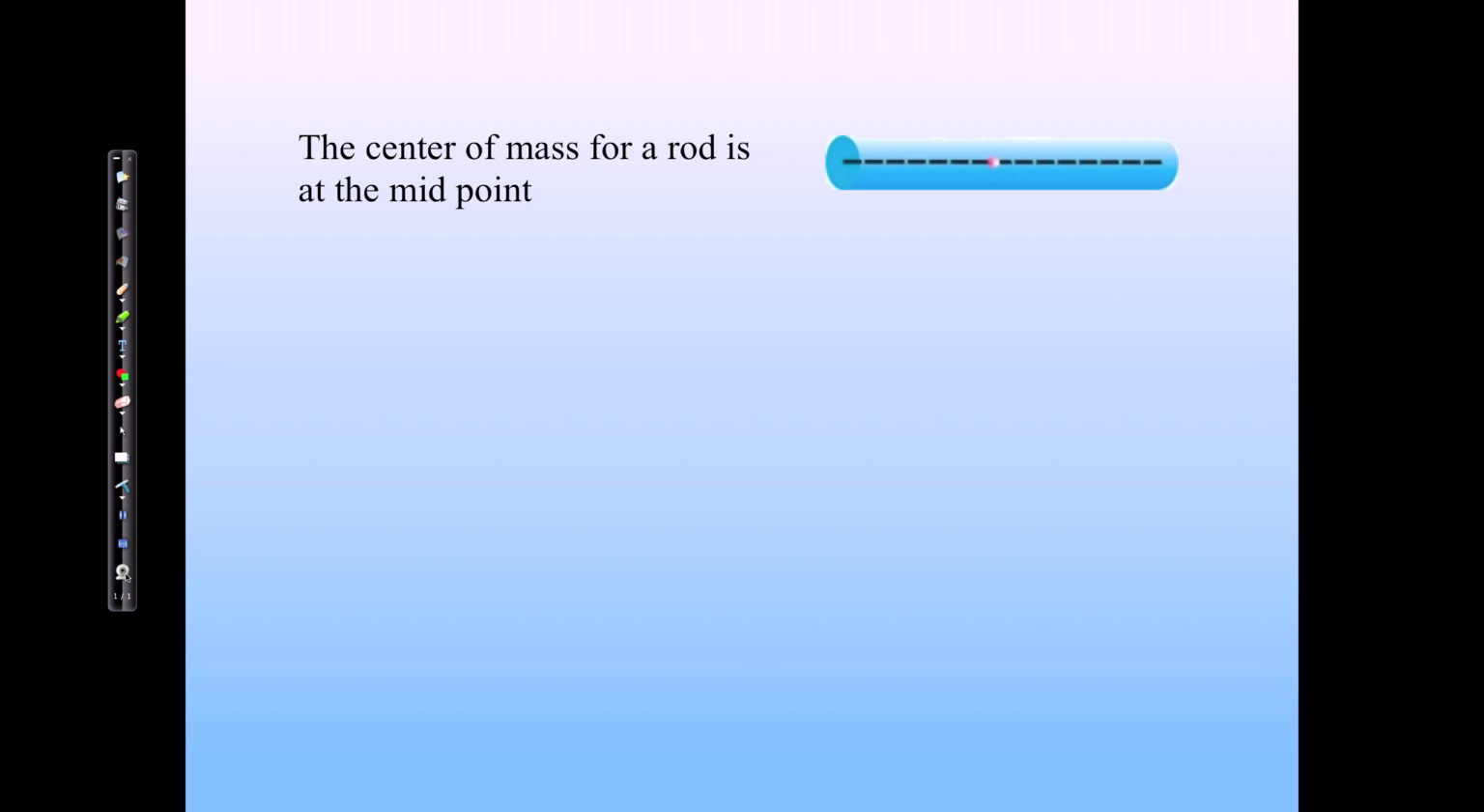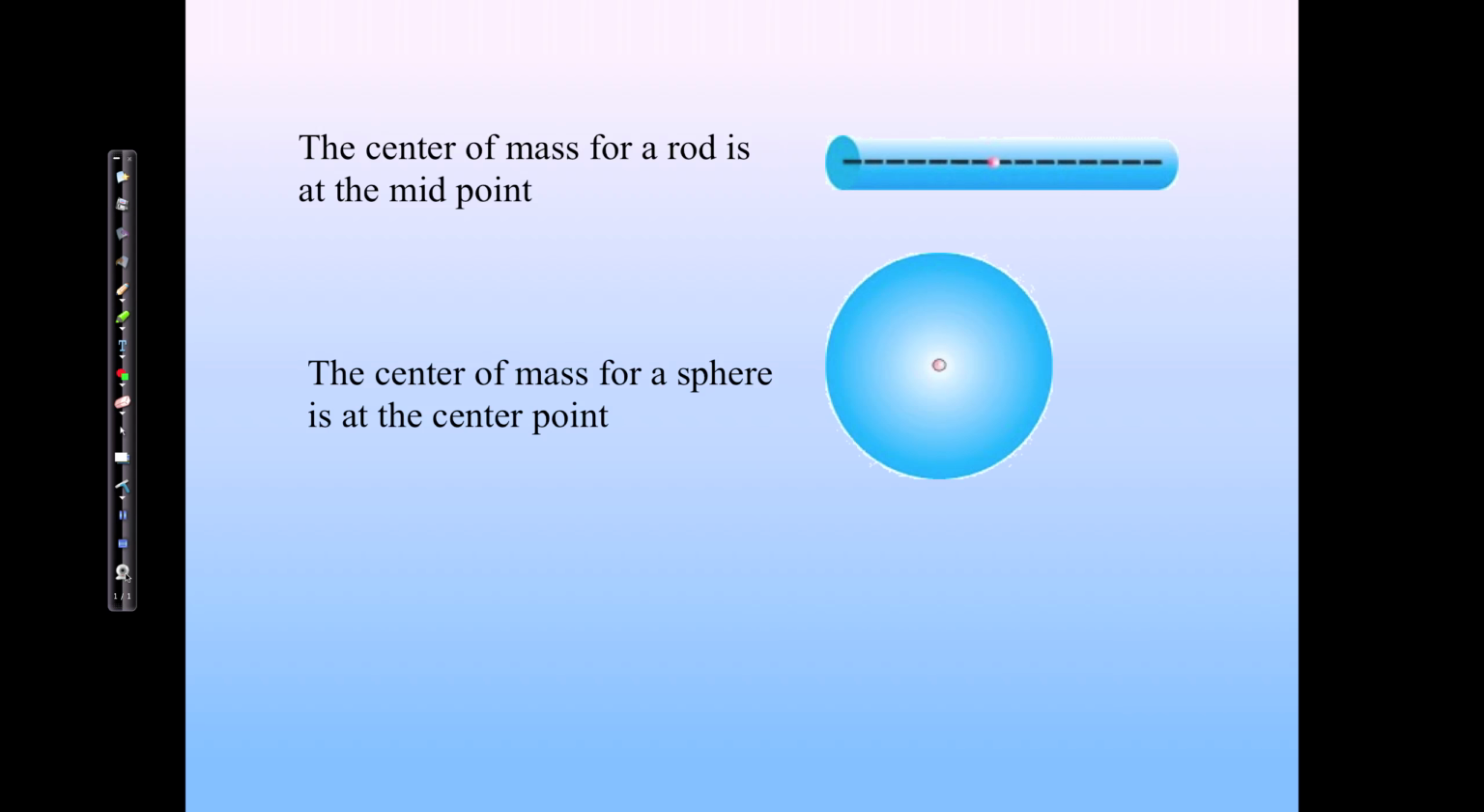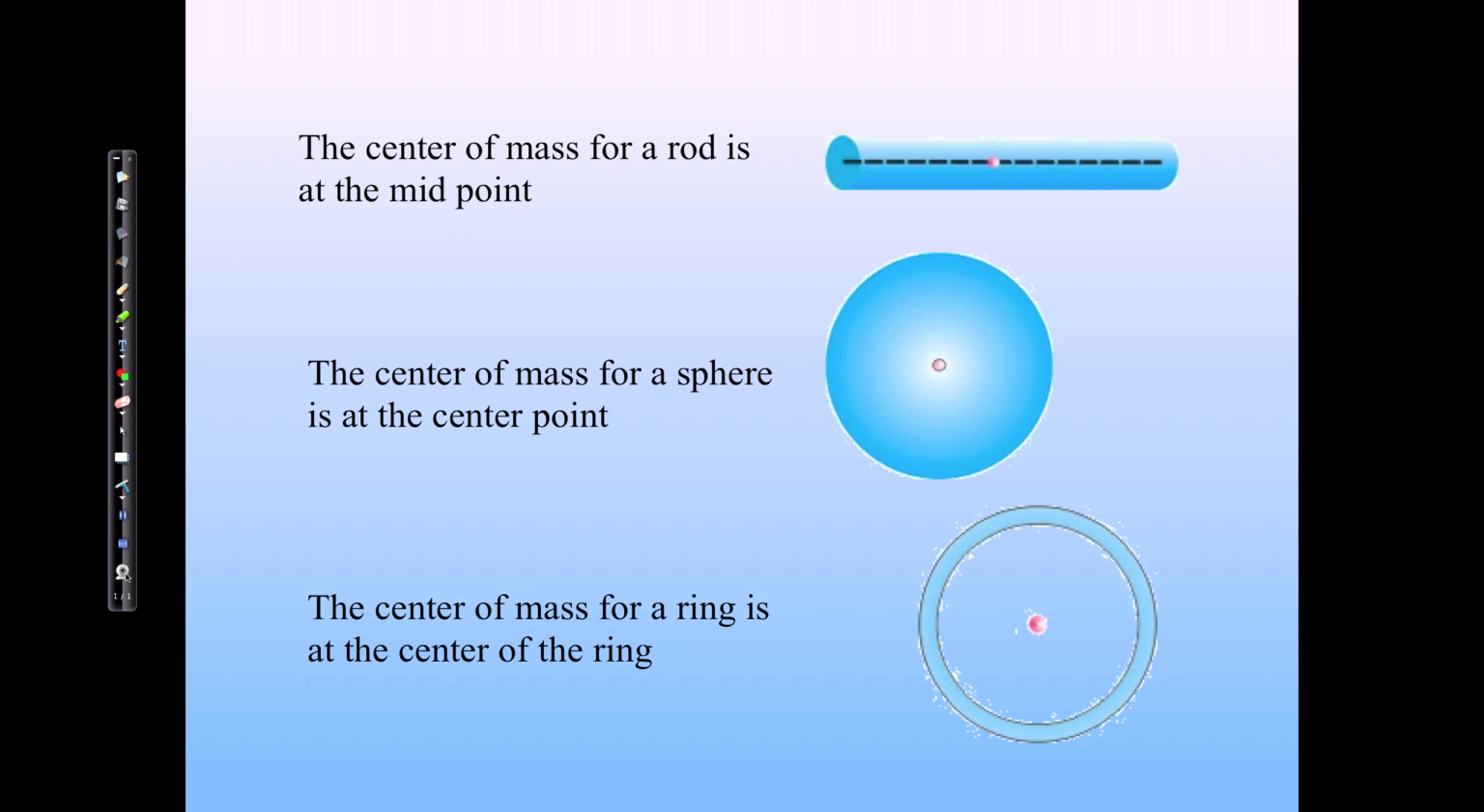Now, for a rod, the center of mass is at its midpoint. This is assuming a constant composition all the way through the rod. For a sphere, at the center of the sphere. For a ring, the center of mass is at the center of the ring. The center of mass does not have to reside within the structure of the object. If you think about those balancing birds, you know what I mean?